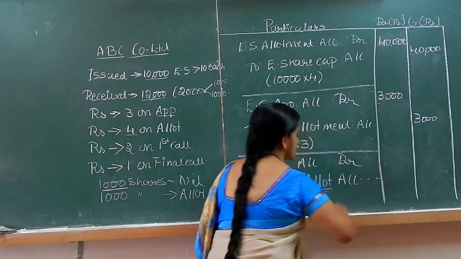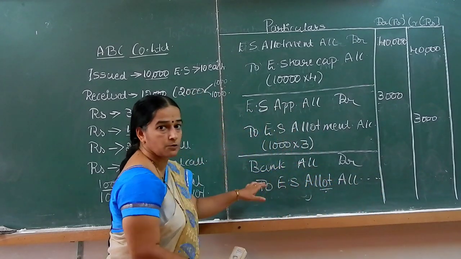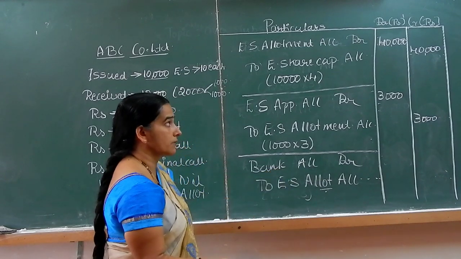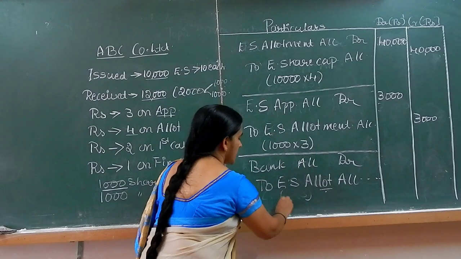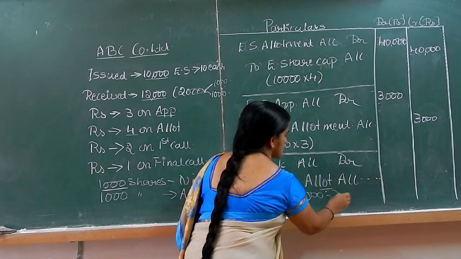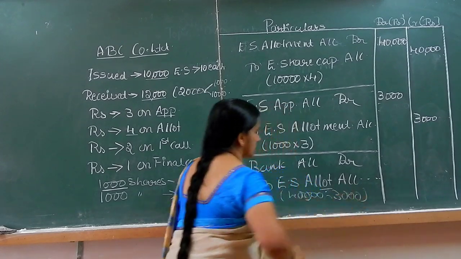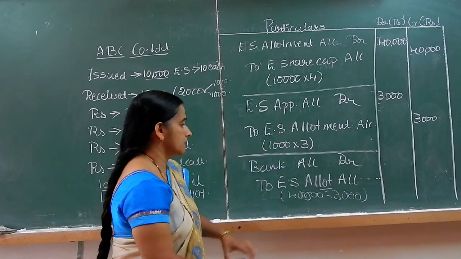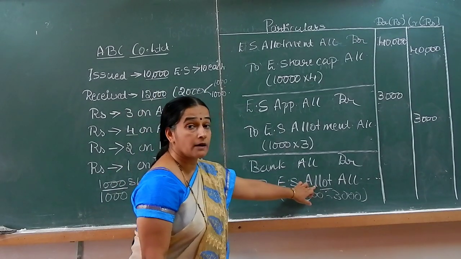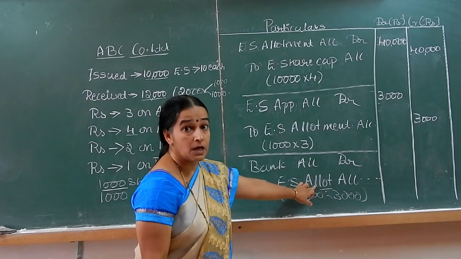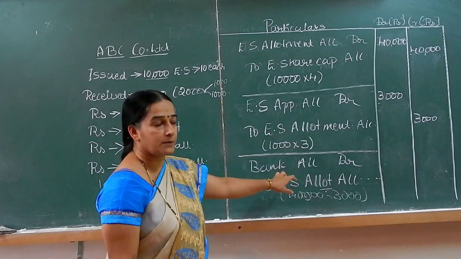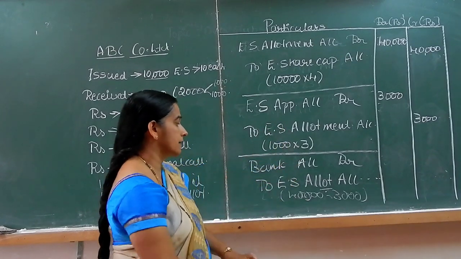Why bank is debited? Because 37,000 rupees are coming into the business. How it became 37,000? 40,000 minus 3,000. 3,000 we have adjusted from the application money, excess application money. So that is 37,000, and equity share allotment account is credited because they are the givers of the benefit. So allotment account represents the shareholders and they are the givers of the benefit. So their account has been credited here.